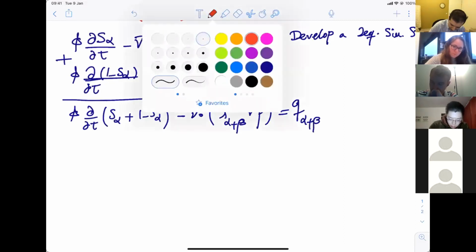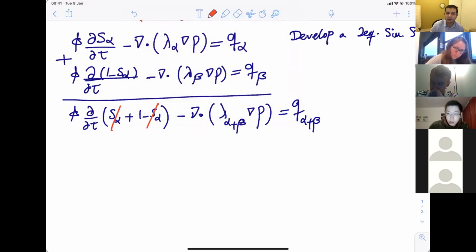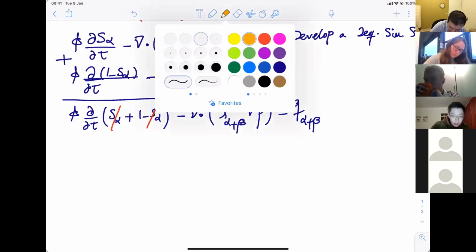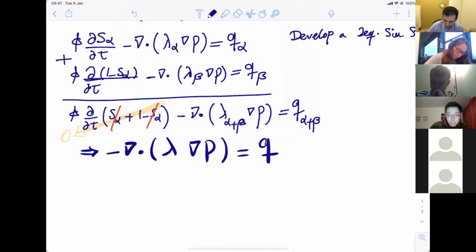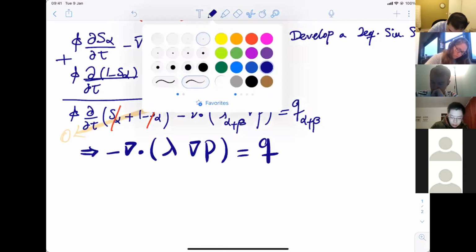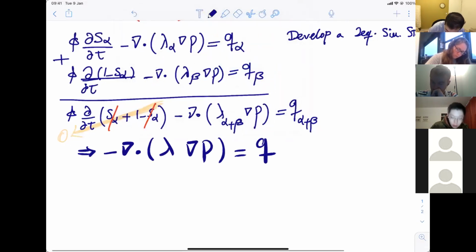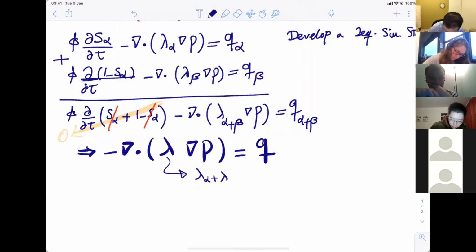S alpha and minus s alpha cancel. What's the time derivative of 1? What's the derivative of a constant value? 0. So I would get rid of this term entirely. I would simply delete this whole term and say this is 0. And so I will reach this very nice equation that says minus divergence lambda grad p equals q, knowing that lambda here is simply lambda alpha plus lambda beta, and this q is q alpha plus q beta.